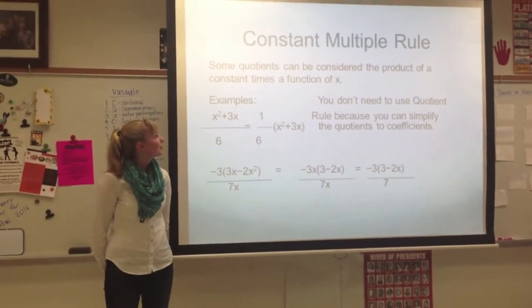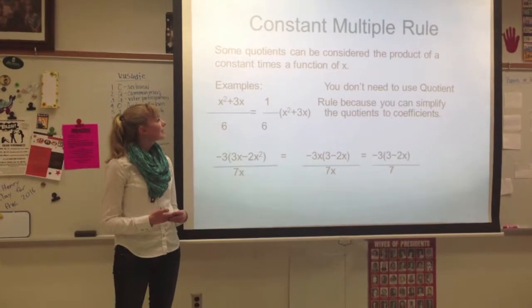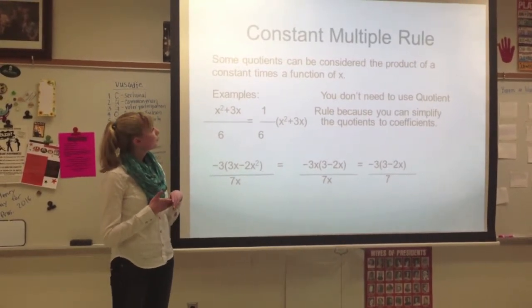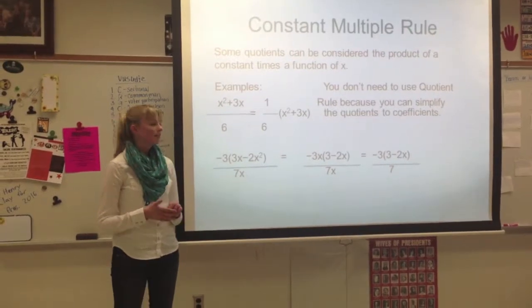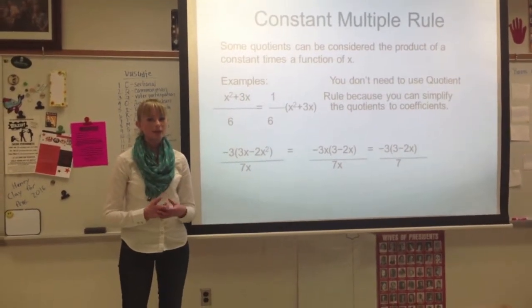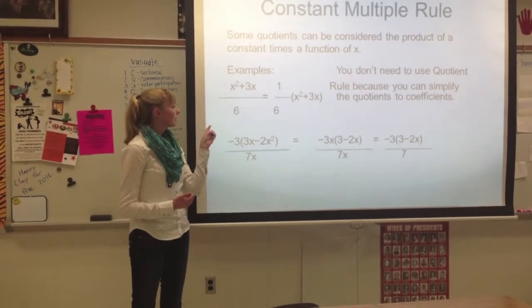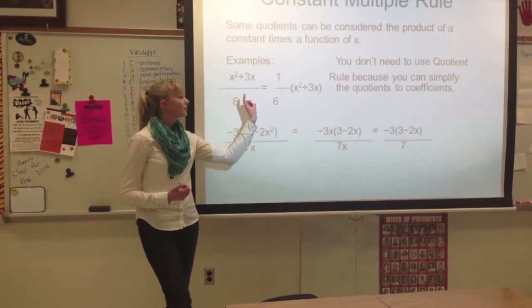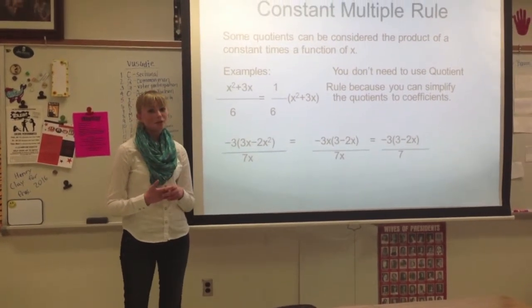Okay, so along with quotient rule, there's constant multiple rule, which basically just says that some quotients can be considered the product of a constant times a function of x. So you can use simple algebra to factor out something and get a coefficient. So like x squared plus 3x over 6 becomes 1/6 times x squared plus 3x. And you don't have to use quotient rule.